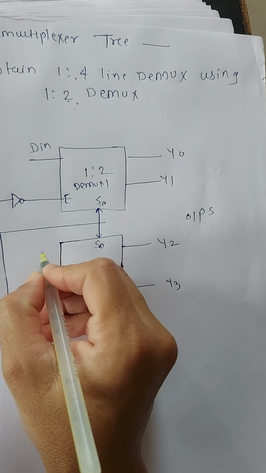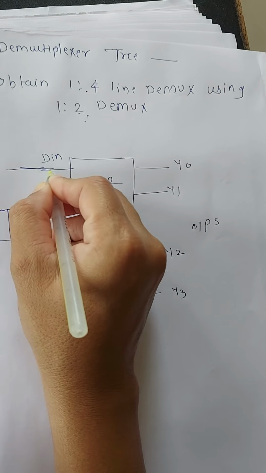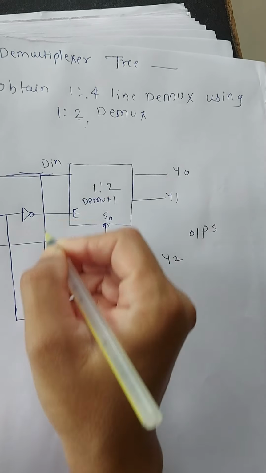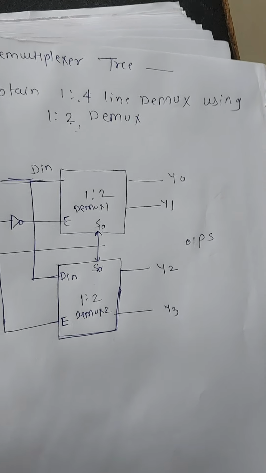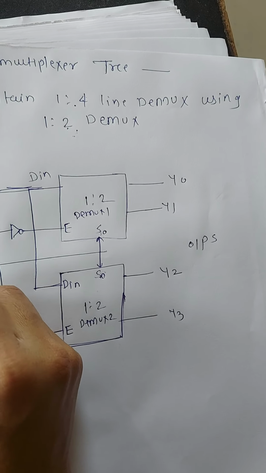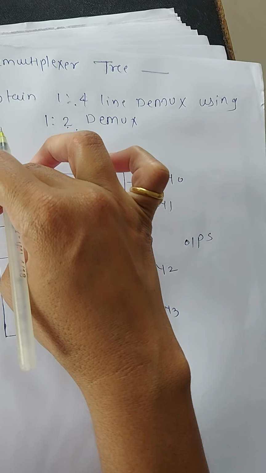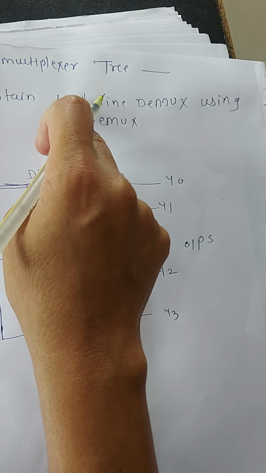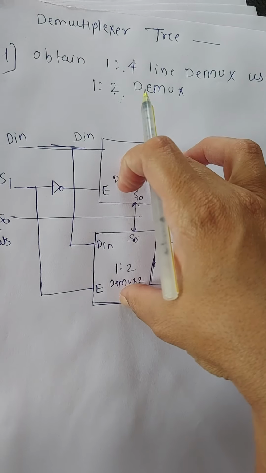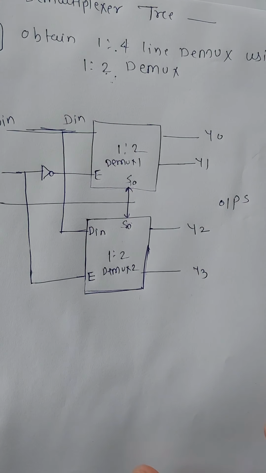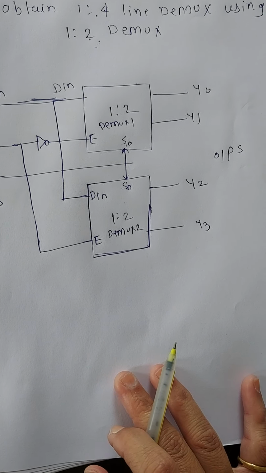The second demultiplexer also requires a D in, and we join the first D in and second D in and get one D in input. These are the select inputs. 2 select lines are required, 1 data line, 4 outputs, that is the 1:4 demux. There are 4 output lines, 1 D in and 2 select lines, so we cascade the 1:2 demultiplexers. This is the 1:4 demultiplexer obtained from 1:2.